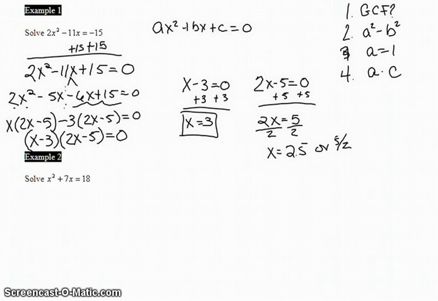So what this is telling me is that my graph of my parabola, which opens up because the coefficient of my quadratic term is positive, is that the graph crosses the x-axis at 3 and at 2.5.